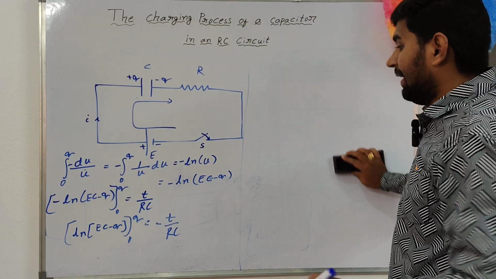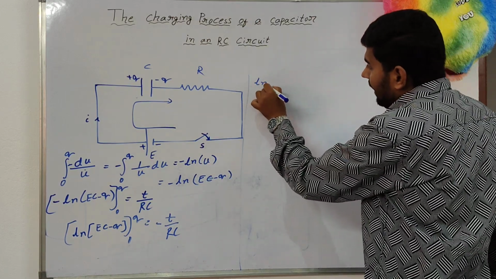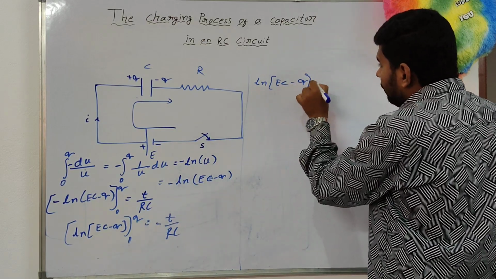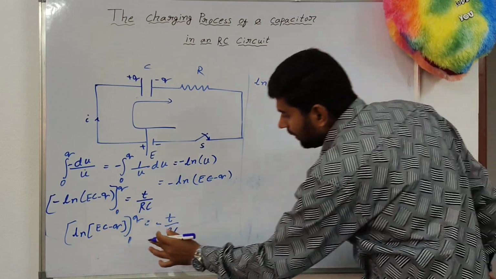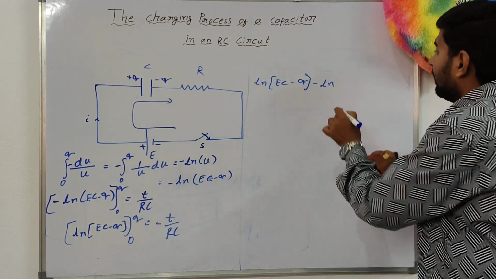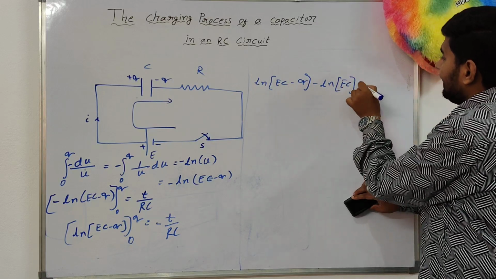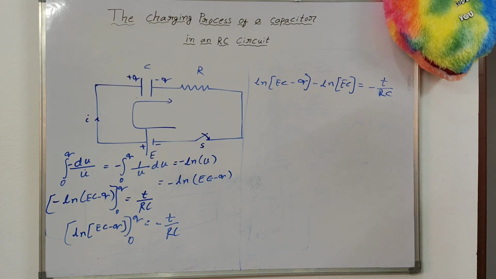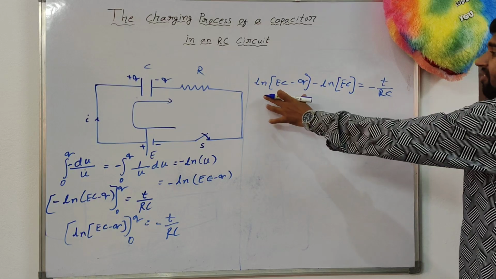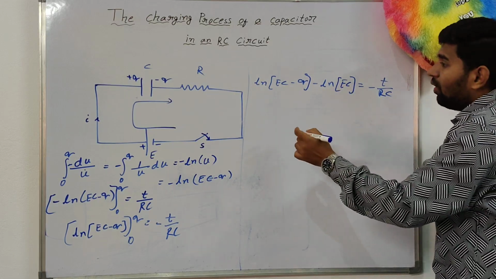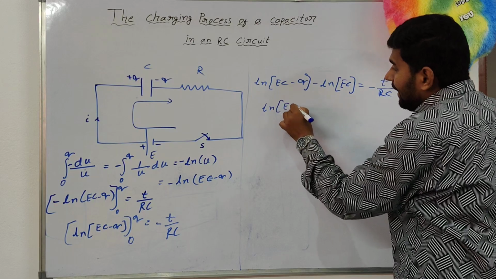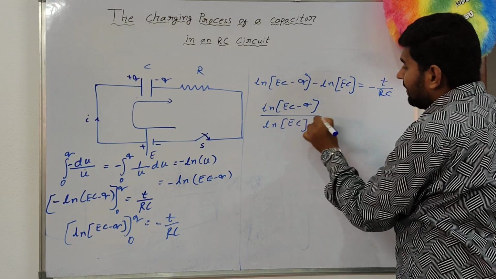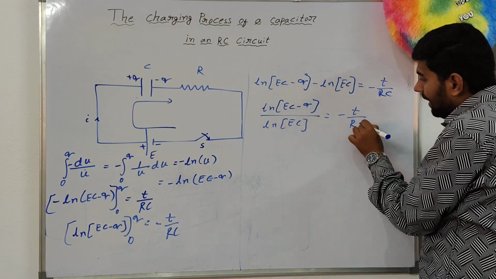If I apply limits here, it will become ln of EC minus q, the upper limit, minus ln of EC, the lower limit being 0, is equal to minus t by RC. Is that clear? Now it is in the form of log A minus log B. How to write this one? ln of EC minus q minus ln of EC is equal to minus t by RC.